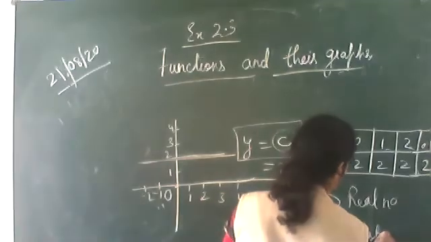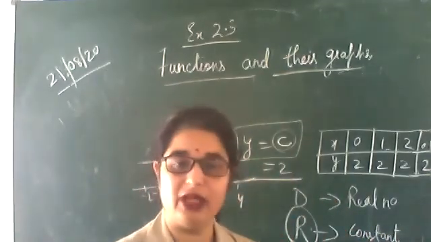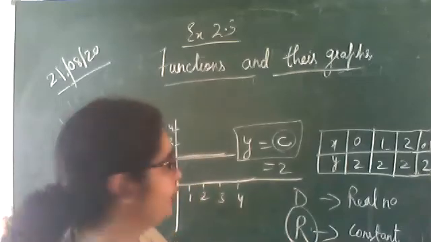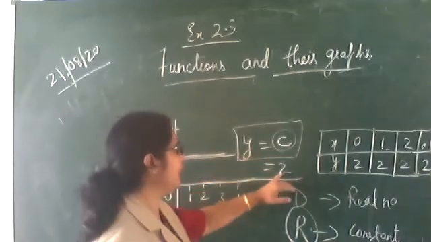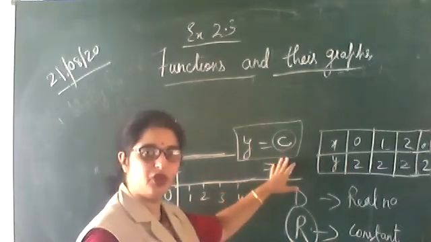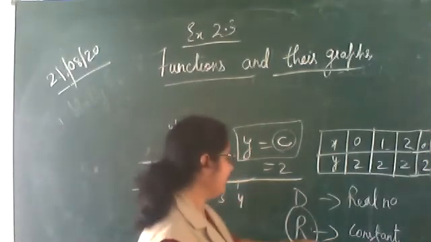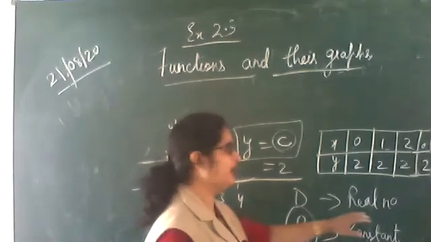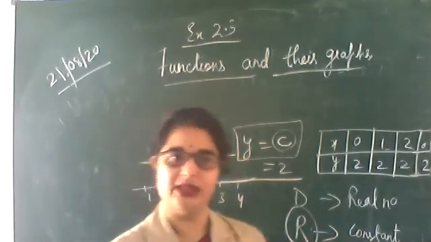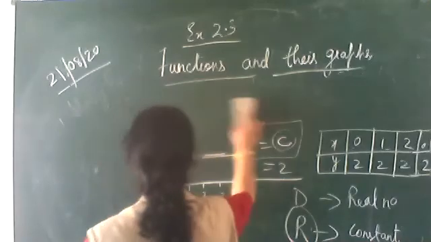Now this constant will vary from question to question. Suppose I am having y = 2, then the range will be 2 only. If I am having y = 4, then it will be 4. So it will vary. So we always write range is a constant and domain is real numbers. Is that clear?